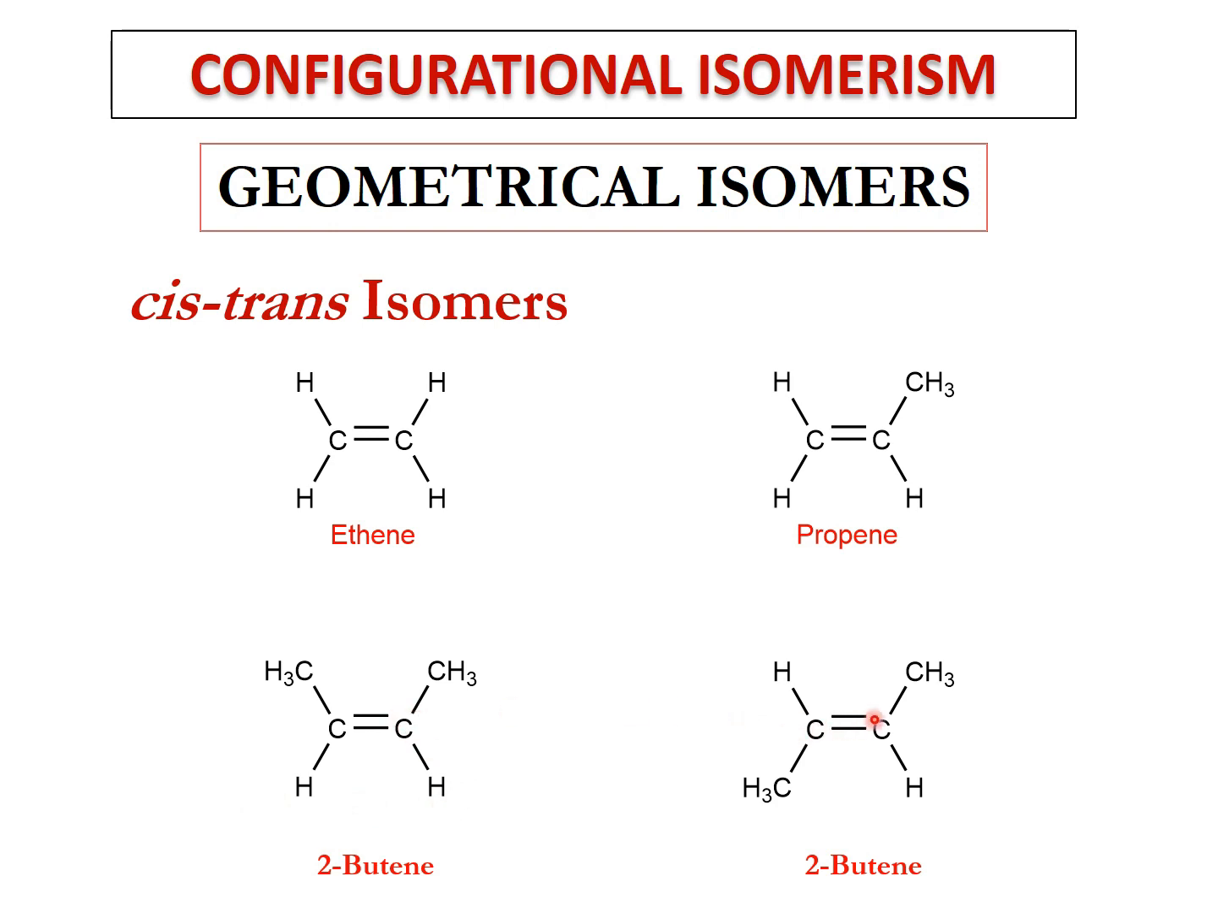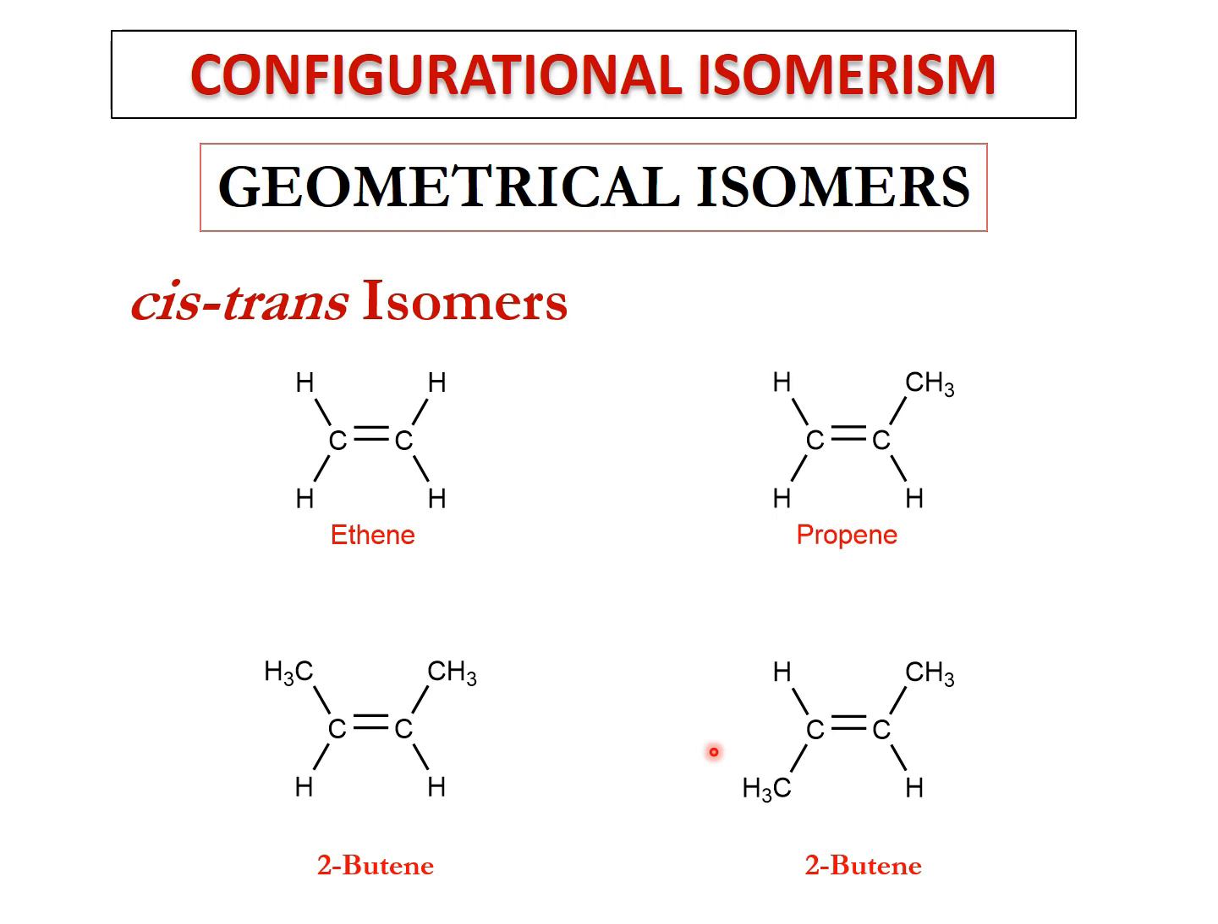But here you can see that these two CH3 groups are on opposite sides of the carbon-carbon double bond, and the two hydrogens are on opposite sides of the carbon-carbon double bond. So it's just the orientation of these CH3 groups or the hydrogens that make these two molecules different from each other and make them isomers of each other, which we call the geometrical isomers.